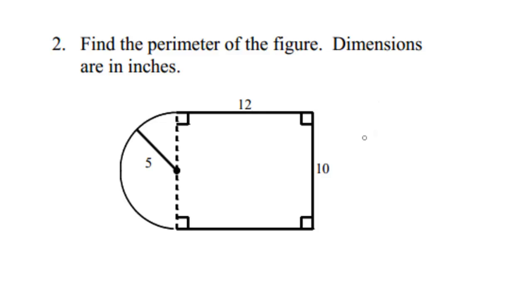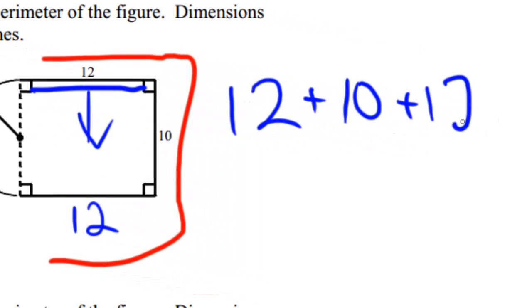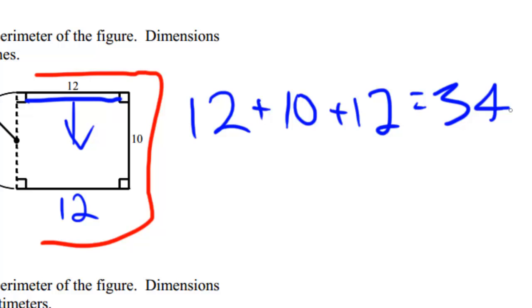Today we're going to need to determine the perimeter of this figure, and it's in inches. So I can see that if this length right here is 12, then the opposite side has also got to be 12. So let's figure out the length of this rectangle. We've got 12 plus 10 plus 12, and that's going to give us 34.